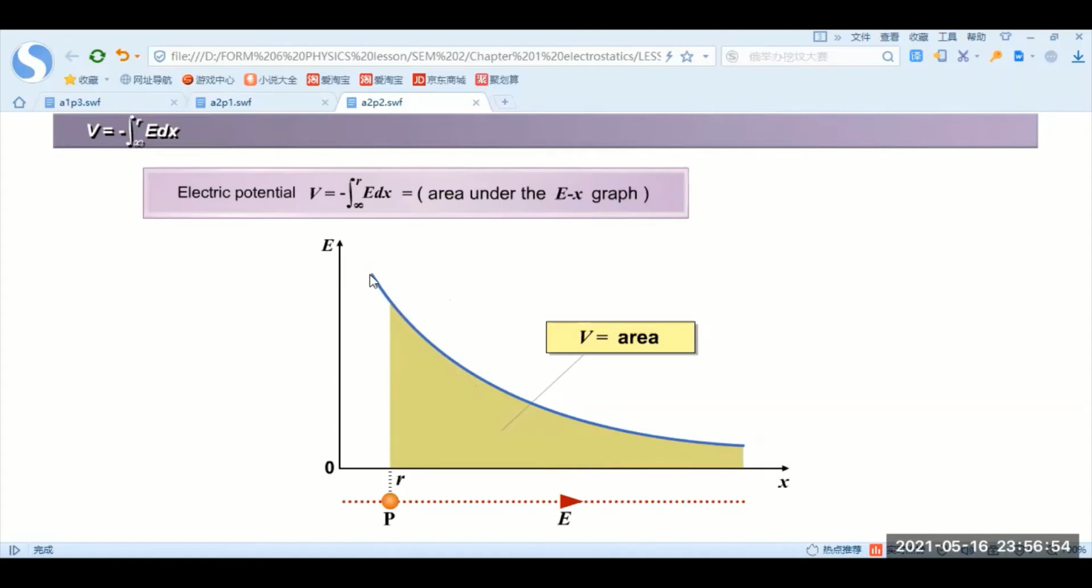So how about the electric potential? Electric potential V is equal to negative integration of E dx, from infinity to a point R. This means we determine the area under the graph. The area under the graph of E-x will be the electric potential. The area under the graph represents the electric potential.